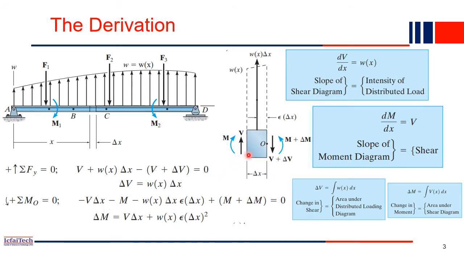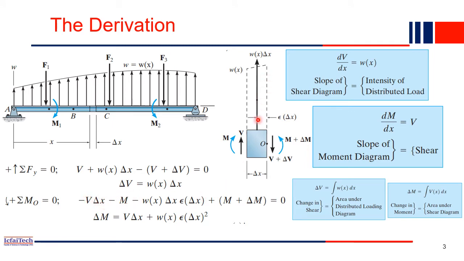Next, because of the shear force you also get a moment at O. How much will be the moment because of the shear force? Force into distance. The force is V, and the distance is delta x. The direction is also clockwise, meaning negative. So minus V into delta x. That is another moment coming. So these two moments are done.